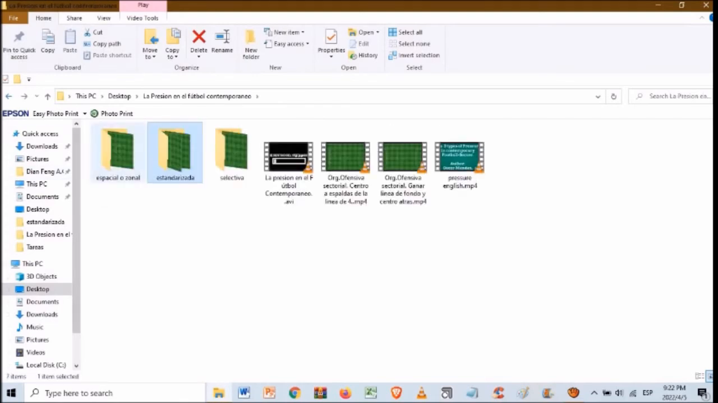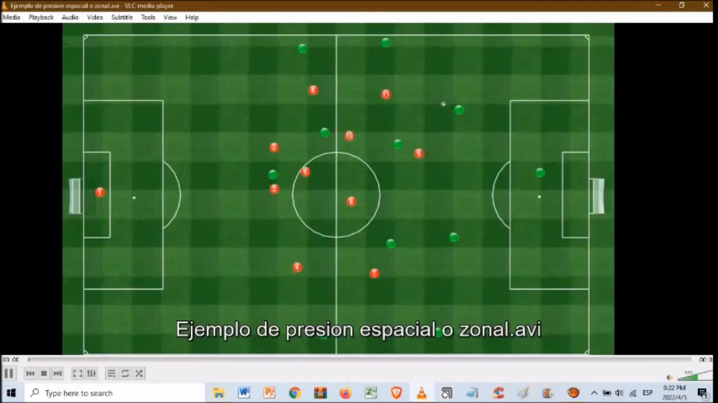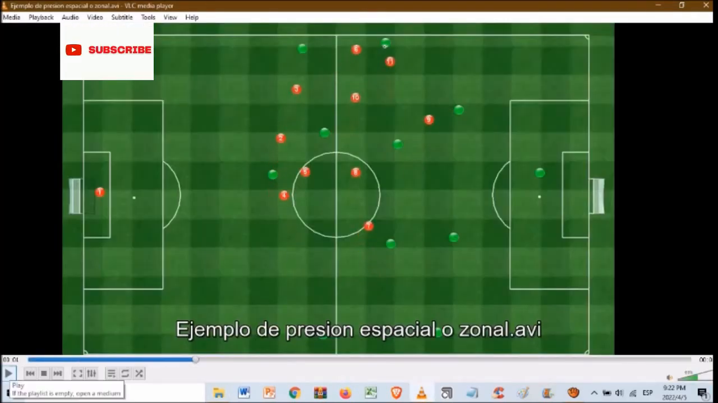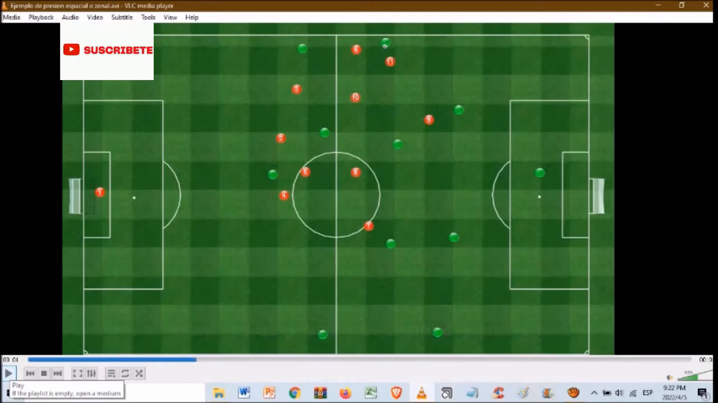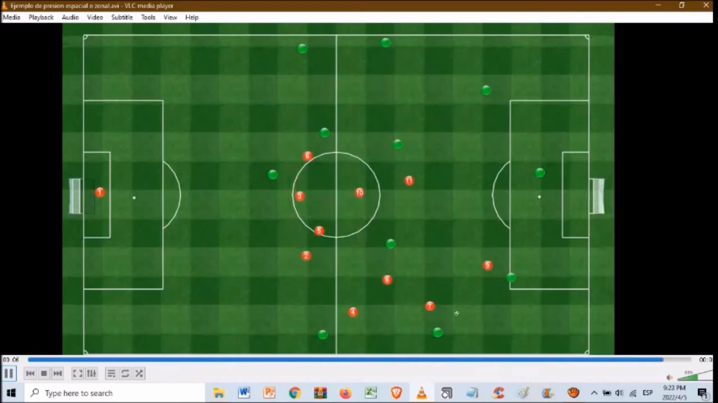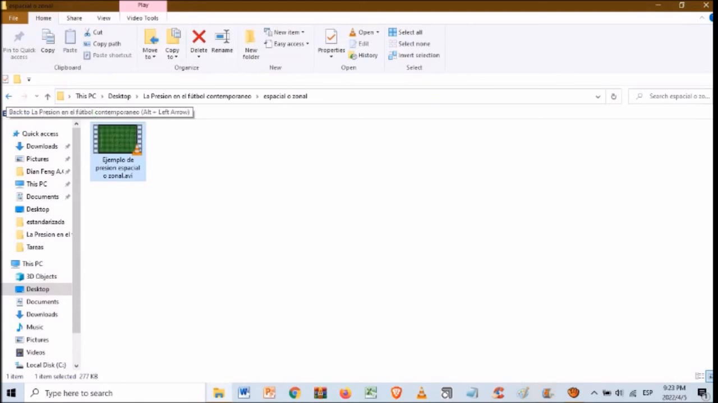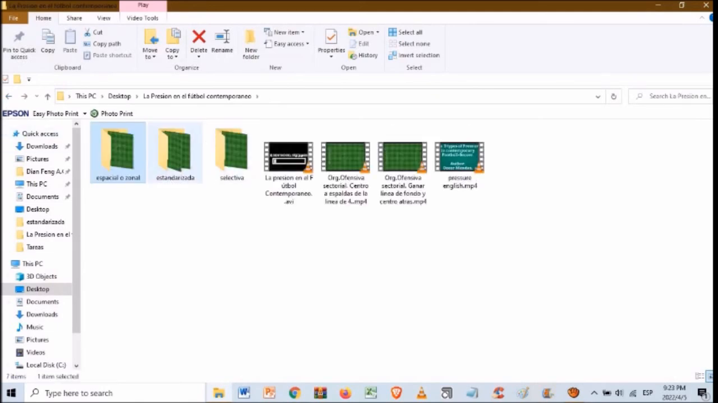Then we have the zonal or spatial pressing, okay, which typically leaves the sides free. So when the ball goes to one of the sides or the sidelines, we're going to press, try to steal the ball or not let the defender come out from that zone, okay? And we can do it with a triangle or with two players, however you choose, your strategy, your structure or system, okay? This is much more common. A lot of people know it and know how to apply it and teach it.